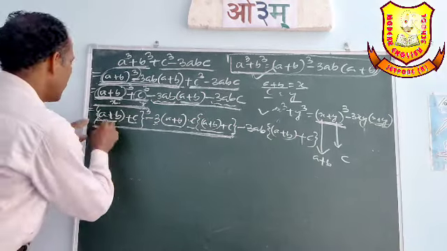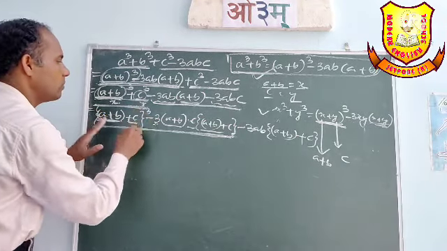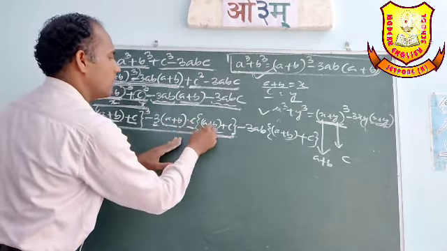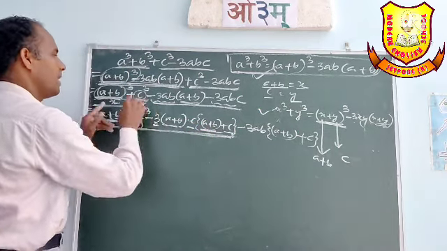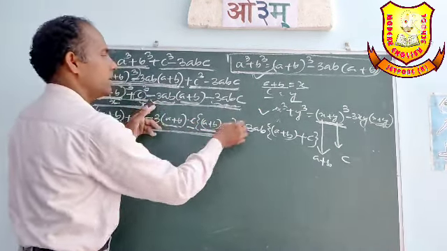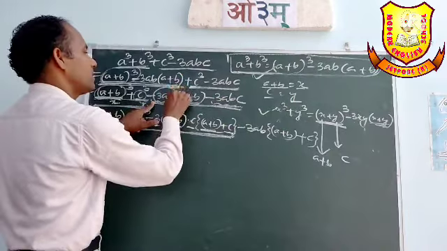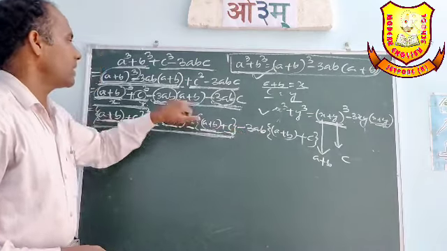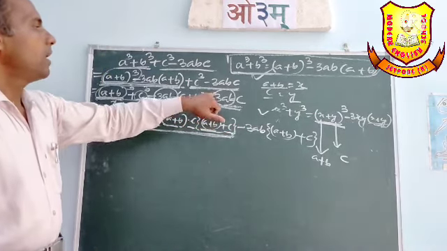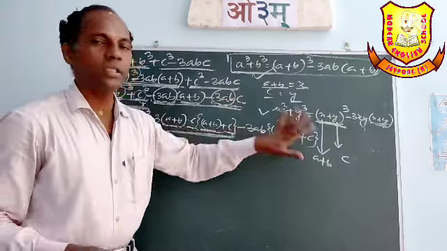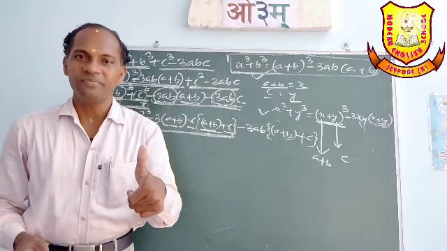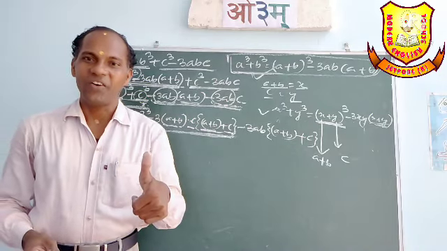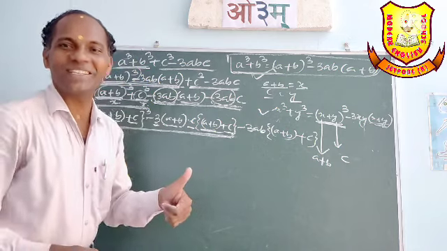So (x plus y) whole cube minus 3xy into (x plus y). This one is over. From this one, minus 3ab taken common, what is left? A plus b, and here minus 3ab taken common, plus c. Now understood? Okay, very good.